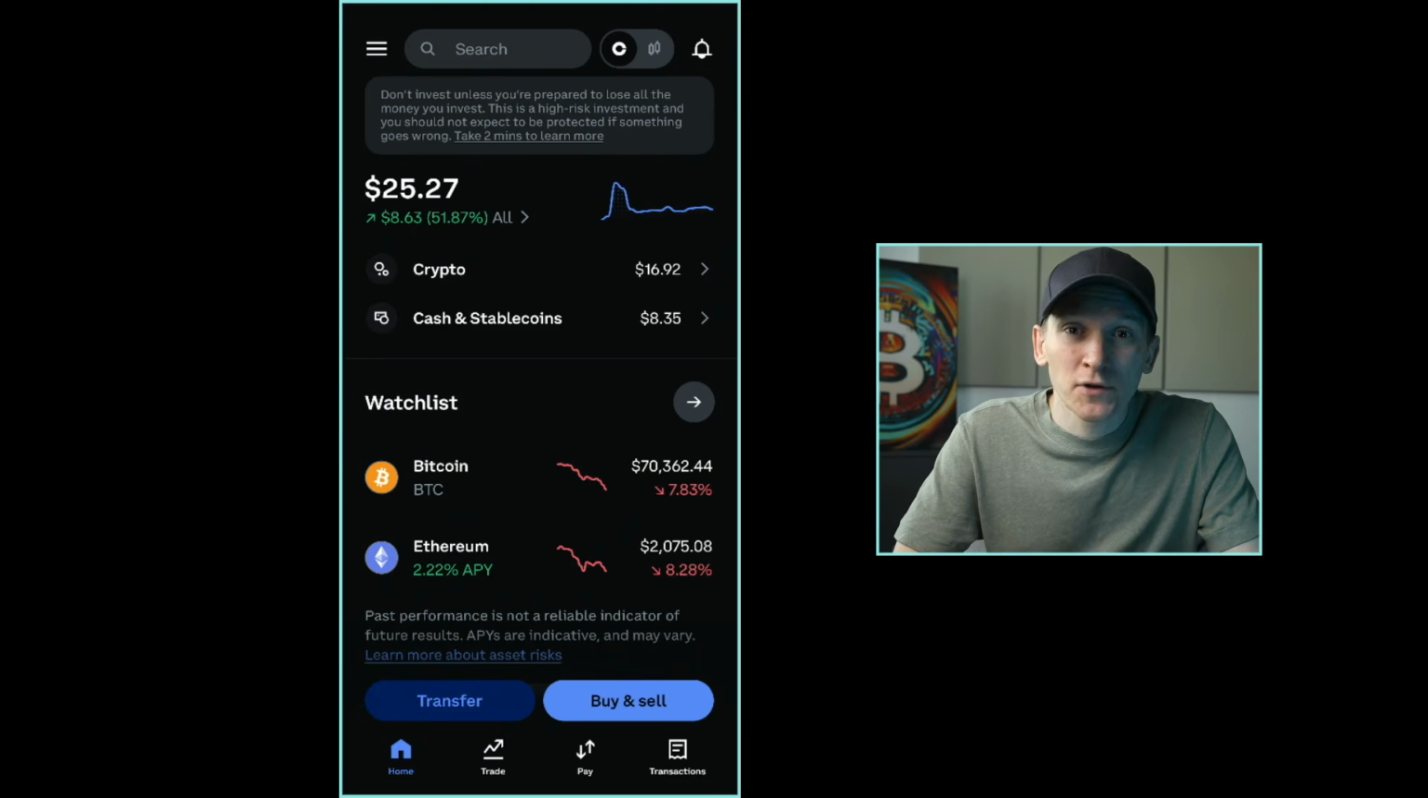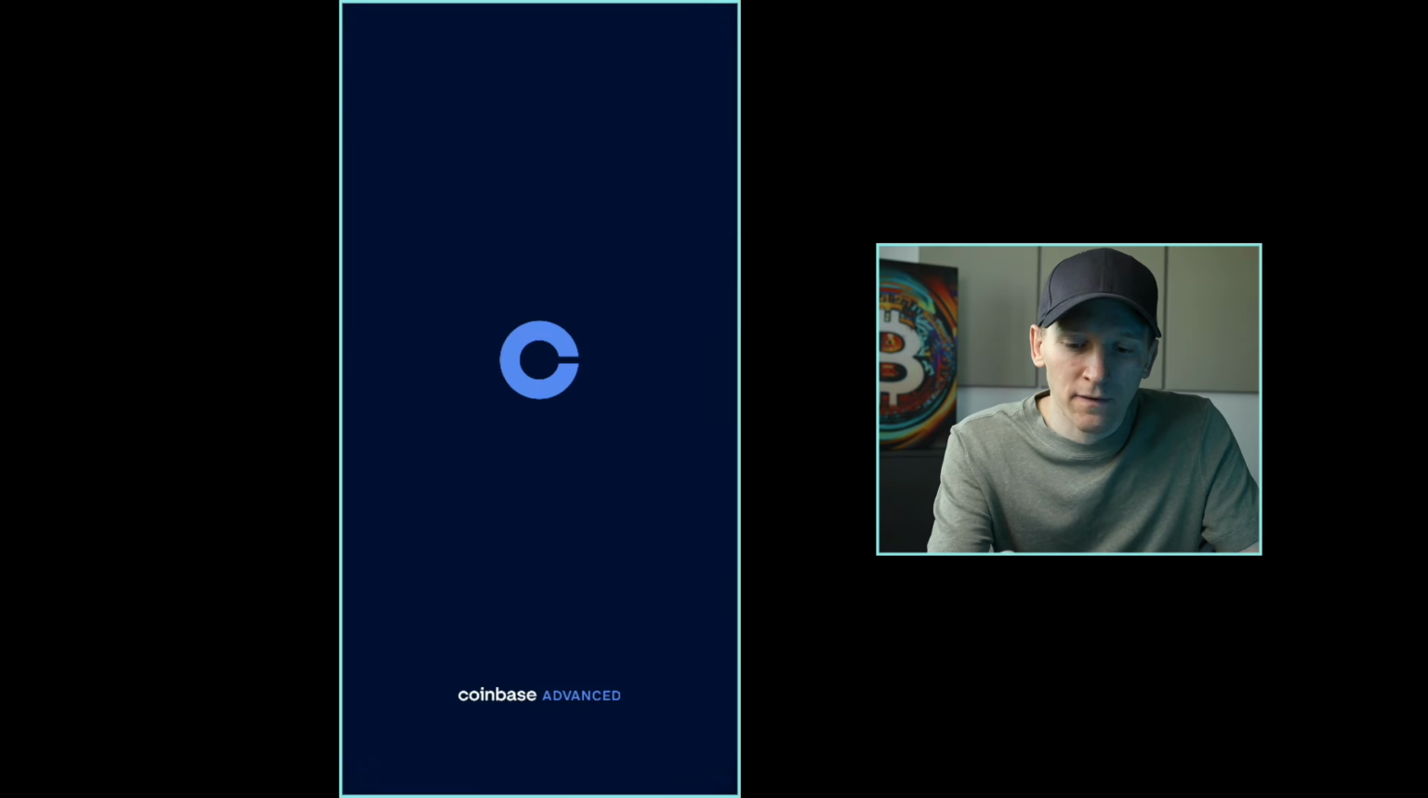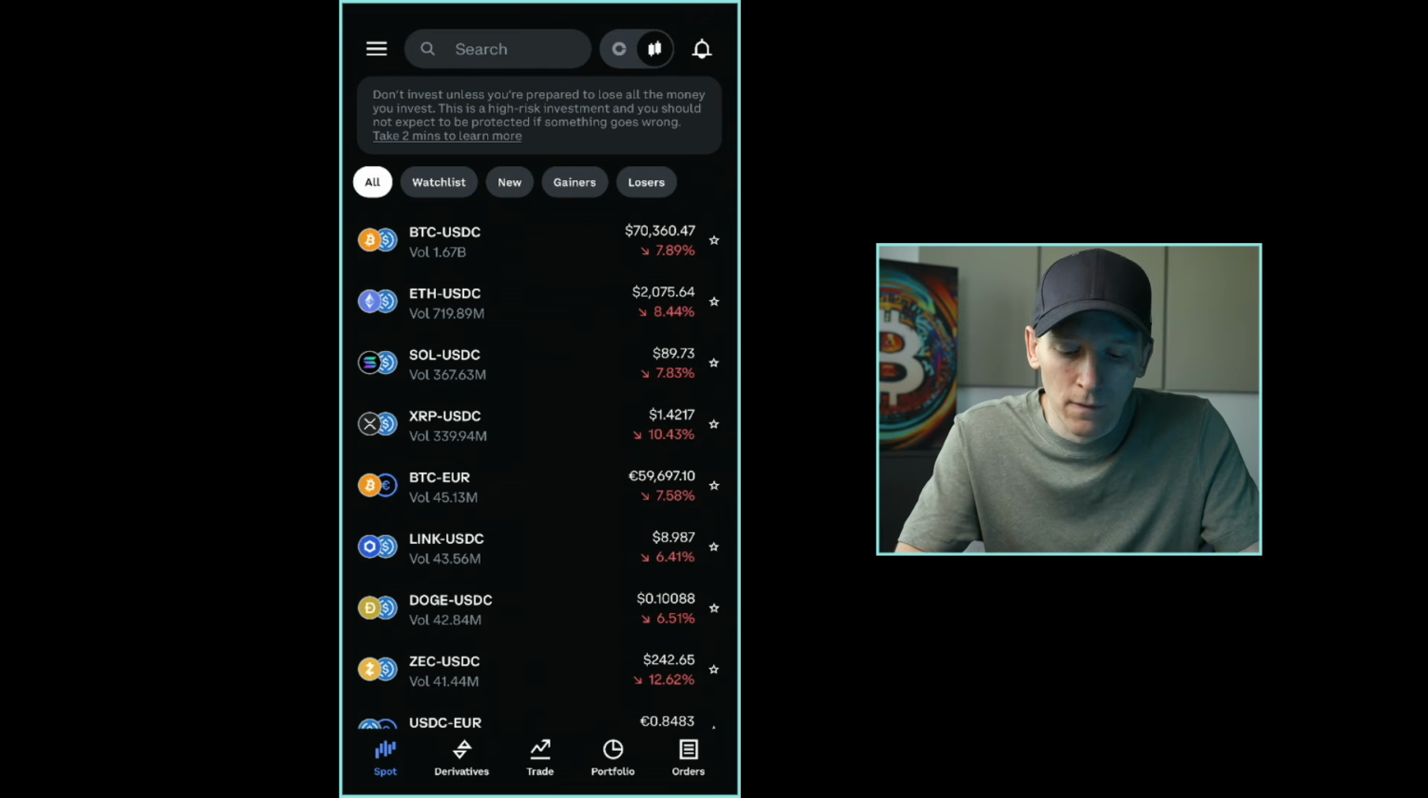In this video, I'll show you how to trade on Coinbase Advanced in the mobile app. So up in the top right-hand corner of the app, you can see the C icon, which we're in now, which is the normal version where you can press buy and sell. And then you can also see the candlestick icon in the top right. So I'm going to press the candlestick icon. It takes us over to Coinbase Advanced.